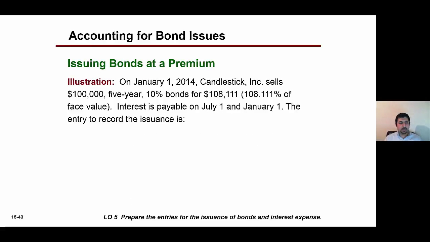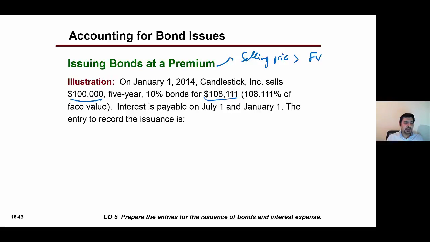Companies can also issue bonds at a premium, and this is when the selling price of the bond is higher than the face value. So in this example, on January 1st, 2014, Candlestick Inc. sells $100,000 5-year 10% bonds for $108,111. The selling price here is greater than the face value. Interest is payable on July 1st and January 1st.